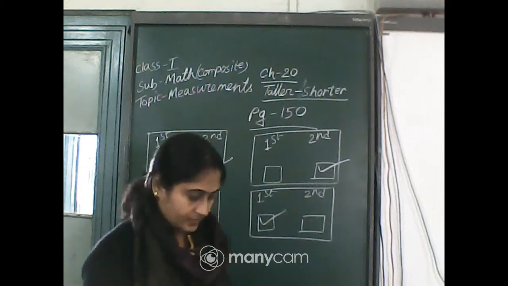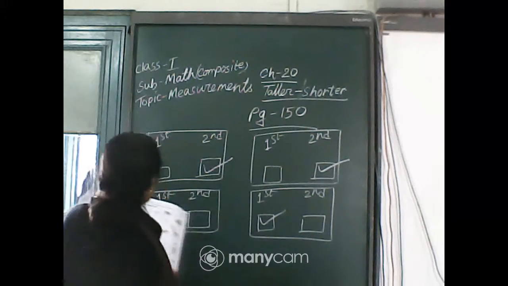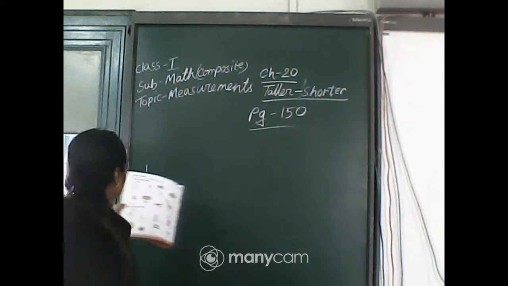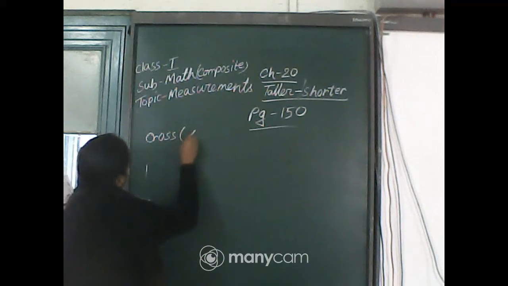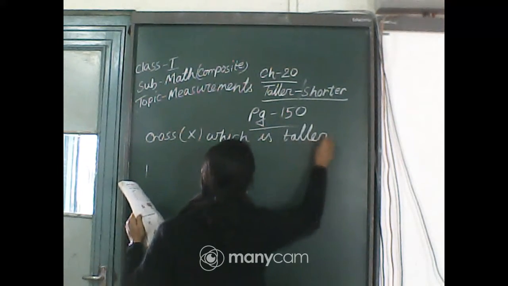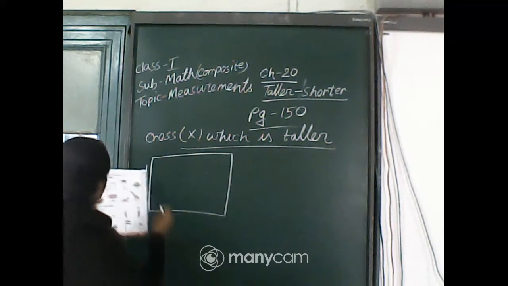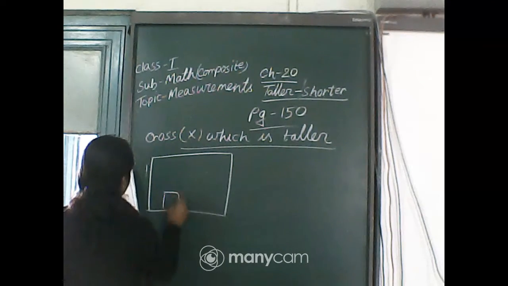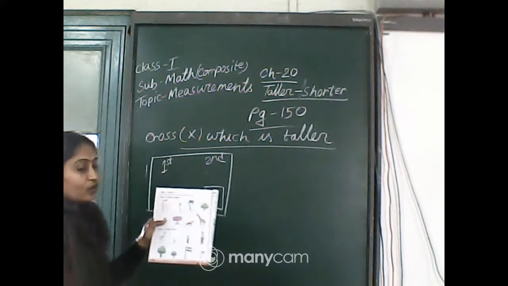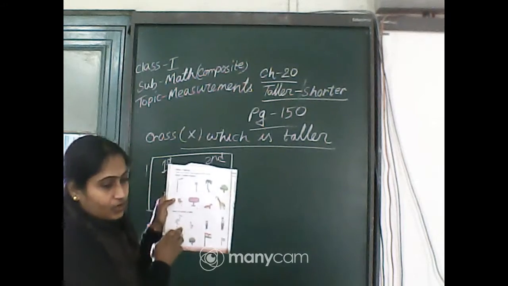Okay, now next one, cross which is taller. You have to cross which is taller. Now in your book two birds are there, the first picture is a crane and the second one is a duck. Now you have to cross which is taller. You can see the first is taller, so please put a cross on the first picture.